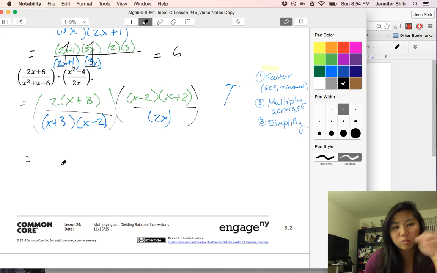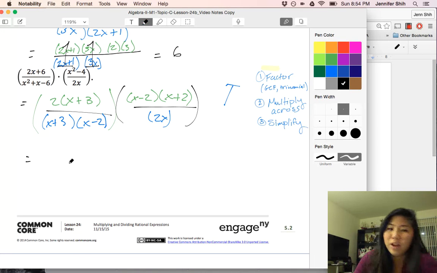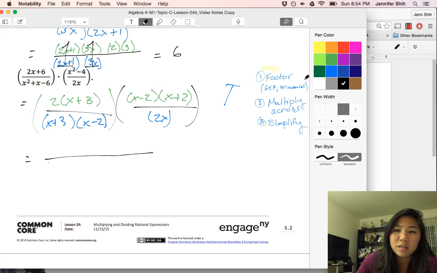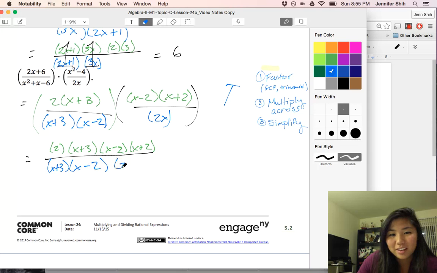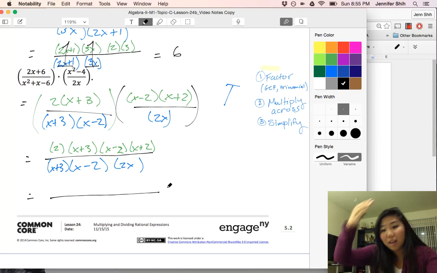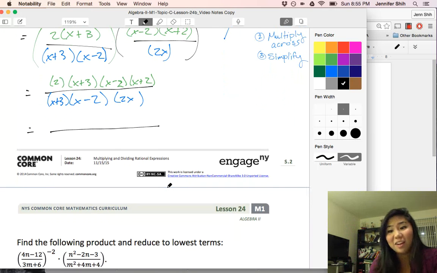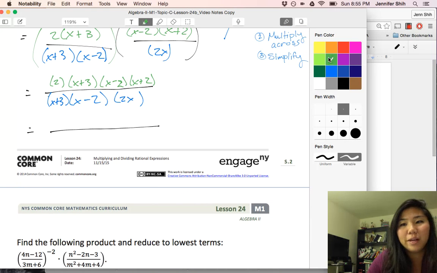And when we multiply across, I'm just going to squish all the factors together, and then I'm going to reorganize. So I'm going to squish all my factors together. I have 2, x plus 3, x minus 2, x plus 2, then I have x plus 3, x minus 2, and 2x. So what I have now is I'm going to rewrite my factors, except I'm going to line them up. Anything that I think I can cancel out, I'm going to do my very best to line up and organize.